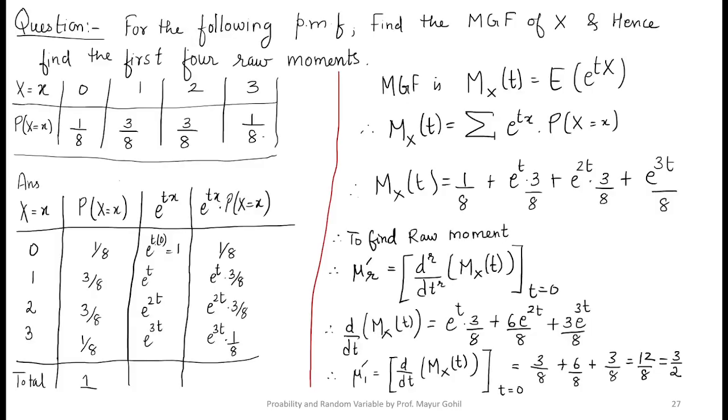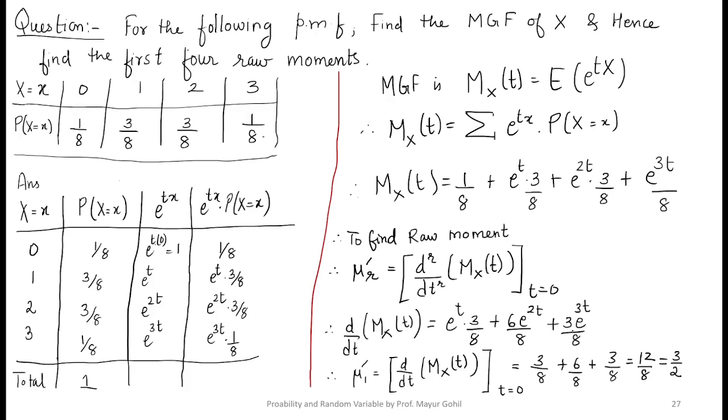So we now calculate the double derivative, d square by dt square of MX(t). So we calculate this derivative. We had already calculated the first derivative, and we again take the derivative of that itself.